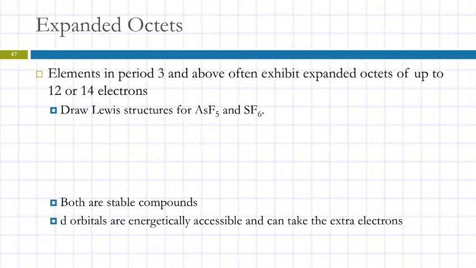So let's look at AsF5. So arsenic. Arsenic's going to be in the middle, and we've got 5 fluorines. And we can tell already that the octet rule is going to get violated, right? Because we've got 5 bonds there. This arsenic has 10 electrons.